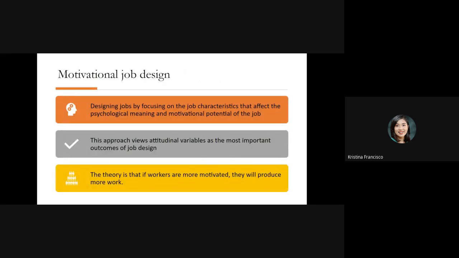And we have the last approach of your job design, which is your motivational job design. So this one focuses on the job characteristics that affect the psychological meaning and motivational potential variables as the most important outcomes of the job. So this theory is that if the workers are more motivated, they will produce more work. It is to this last approach to job design that we can apply the job characteristics model, which we will be discussing later.